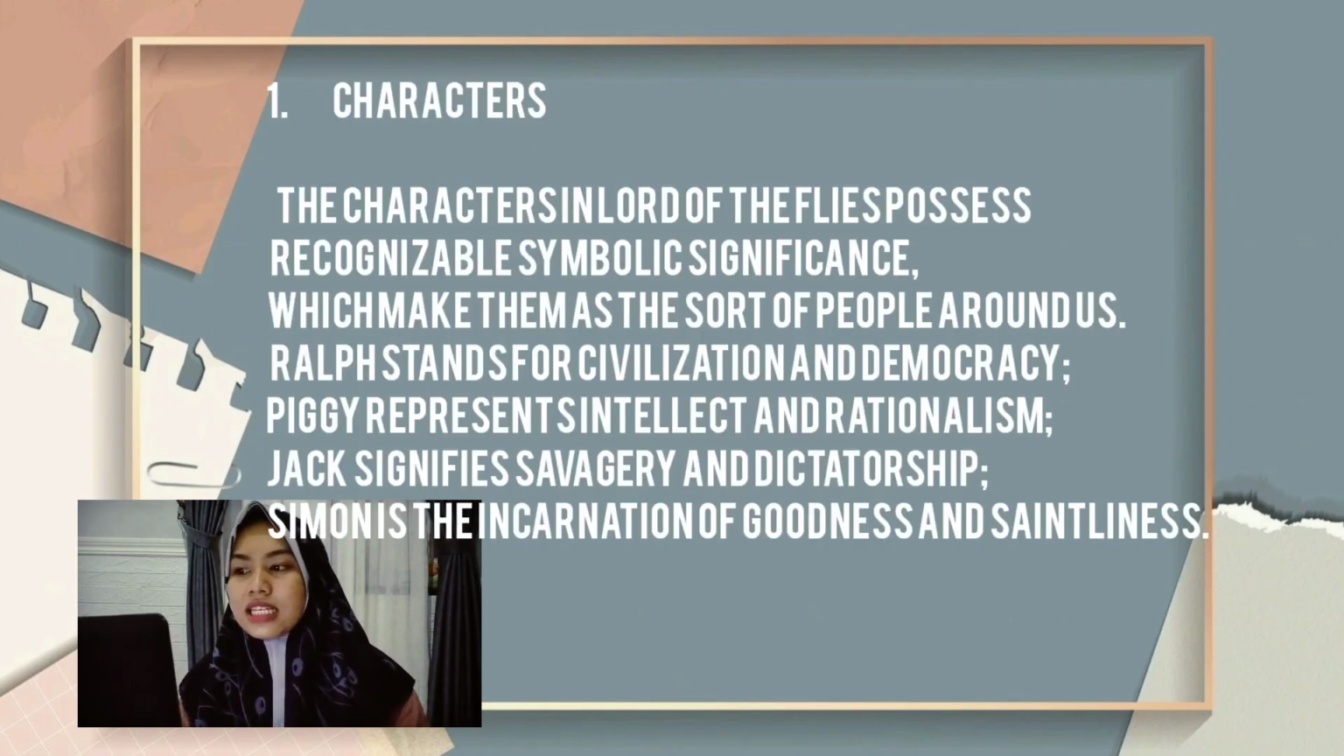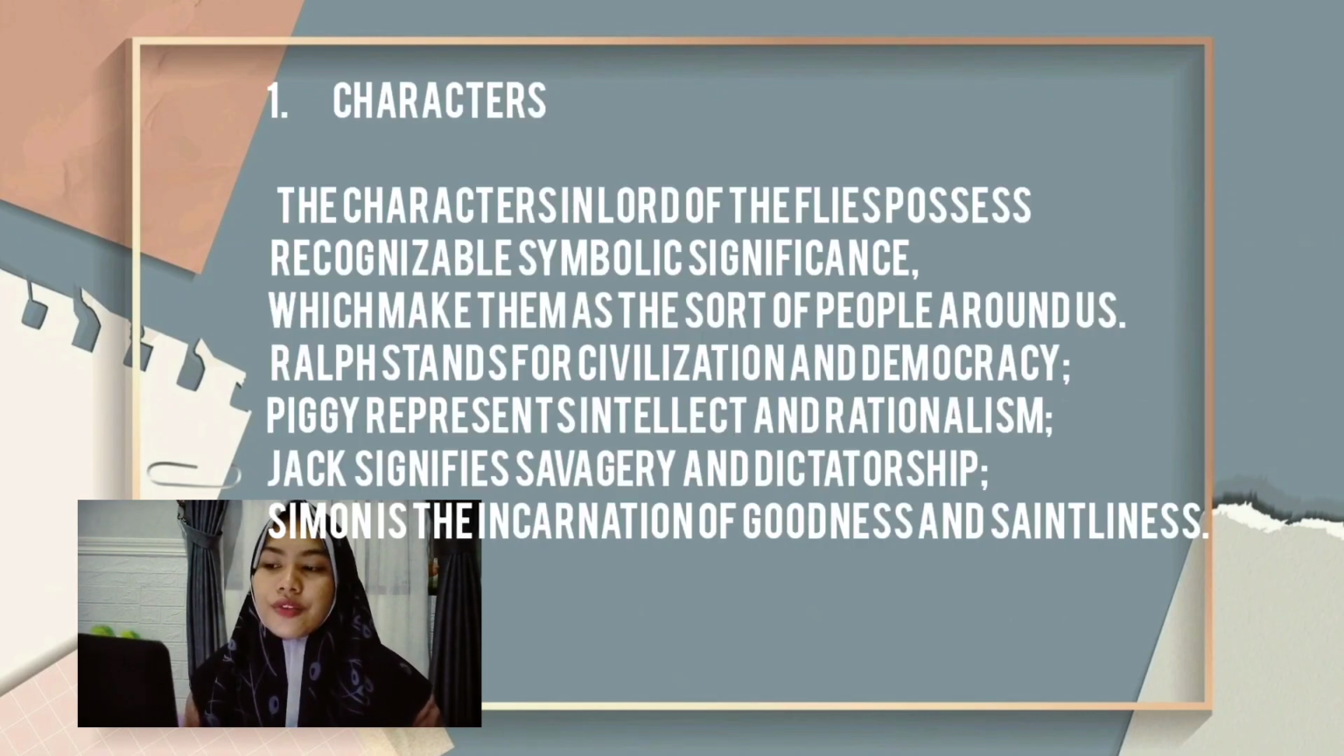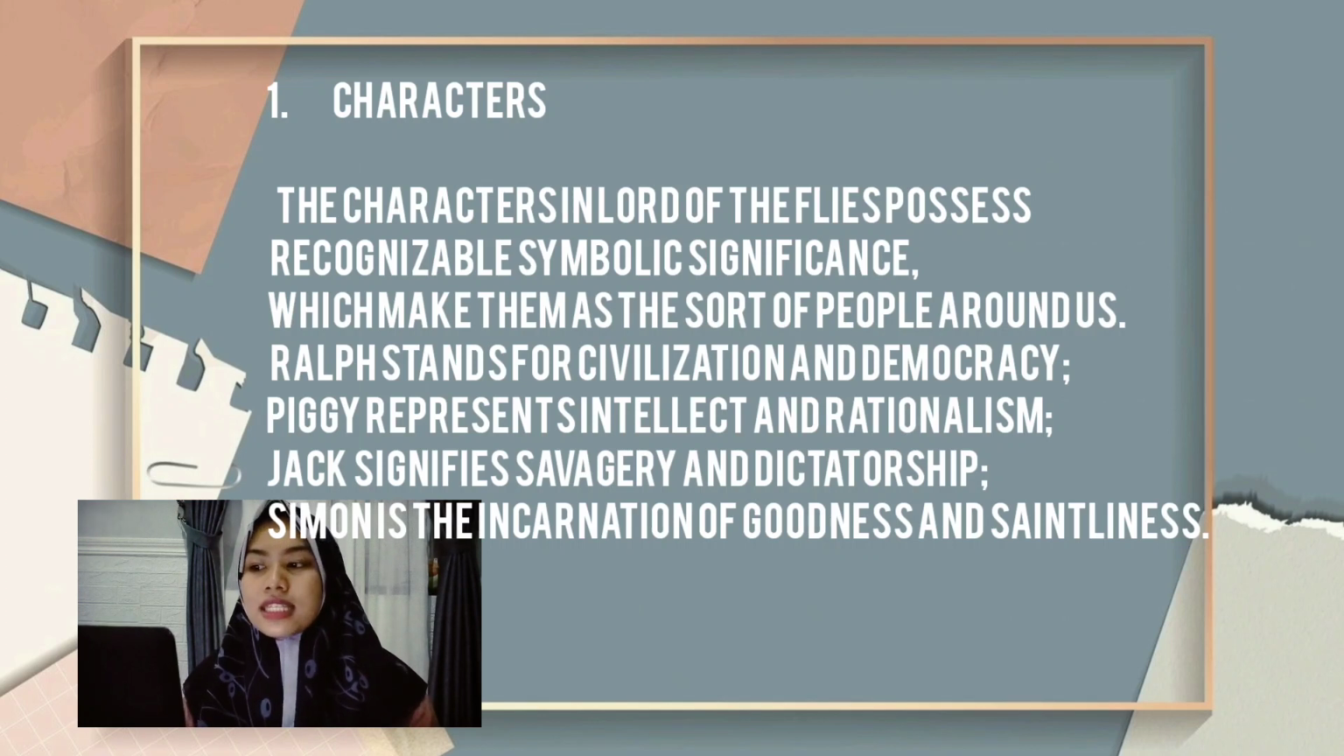And the next is characteristics. The characters in Lord of the Flies possess recognizable symbolic significance, which makes them the sort of people around us. Ralph stands for civilization and democracy. Piggy represents intellect and rationalism. Jack signifies savagery and dictatorship. Simon is a combination of goodness and saintliness.